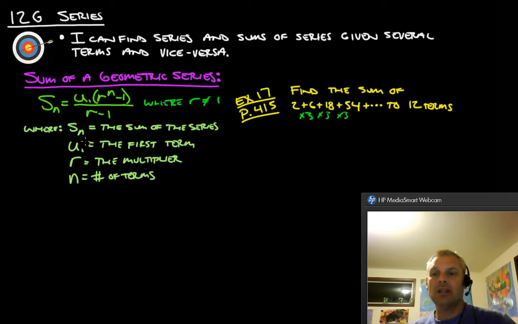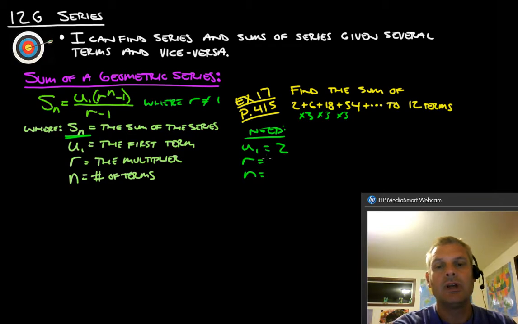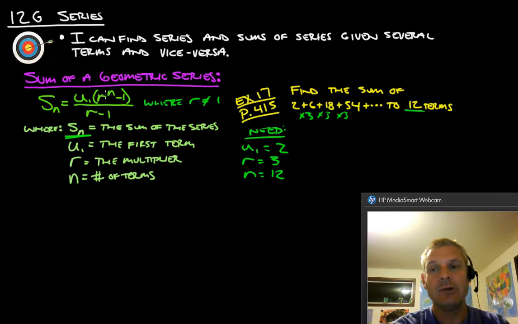Okay, so we need to know, in order to find S of n, we need to know u sub 1, r, and n. So u sub 1, first term, and this one is 2, right? R, the rate, the multiplier, is 3, and the number of terms is 12. So we have everything that we need to know. So now we can just plug that into this formula, and away we go.